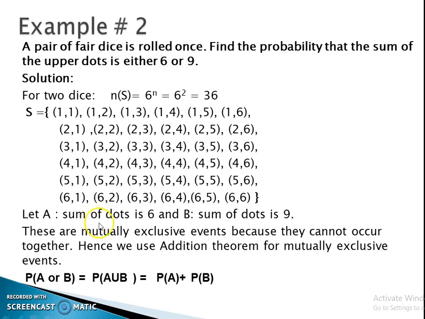Let A denote sum of dots is 6 and let B denote sum of dots is 9. These are mutually exclusive events because they cannot occur together. Hence we use the addition theorem for mutually exclusive events. We can get the sum 6 by the outcomes (5,1), (4,2), (3,3), (2,4) and (1,5). And we can get the sum 9 by the outcomes (3,6), (4,5), (5,4) and (6,3).